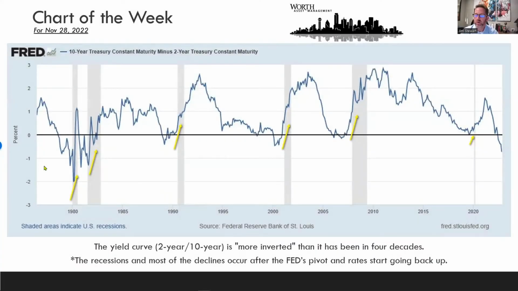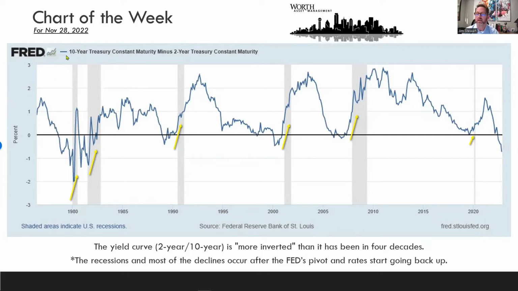Okay, let's go over the chart of the week for November 28, 2022. And this graph is provided by the St. Louis Fed. And we're hearing a lot about a yield curve inversion or an inverted yield curve. And I'm hoping to go over that a little bit here.